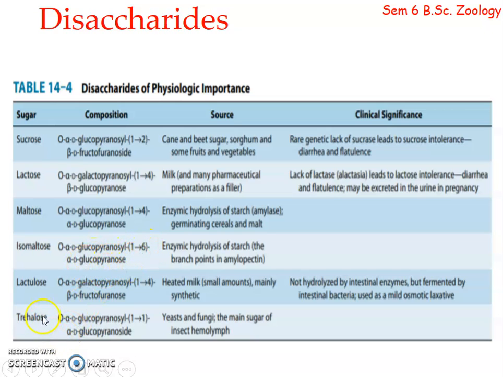Trehalose is yet another disaccharide which is found in the insect hemolymph, and also in yeast and fungi. It is formed by alpha glucose and alpha glucose through 1-to-1 bonding. So trehalose is a non-reducing sugar. Why? Because both the anomeric carbons are forming the glycosidic bond. Okay, fine. Thank you.